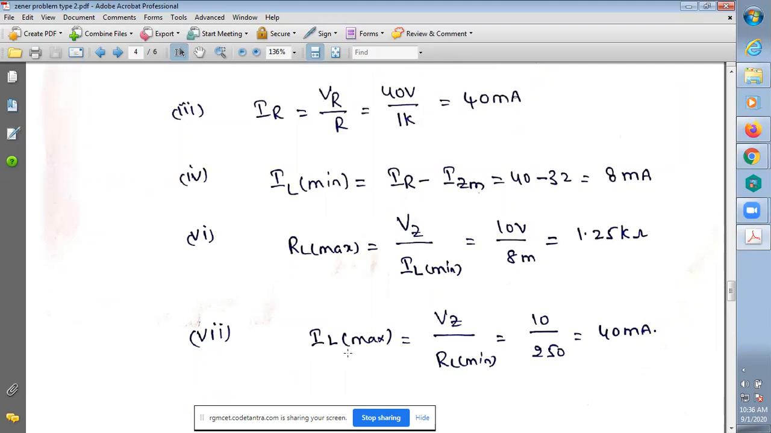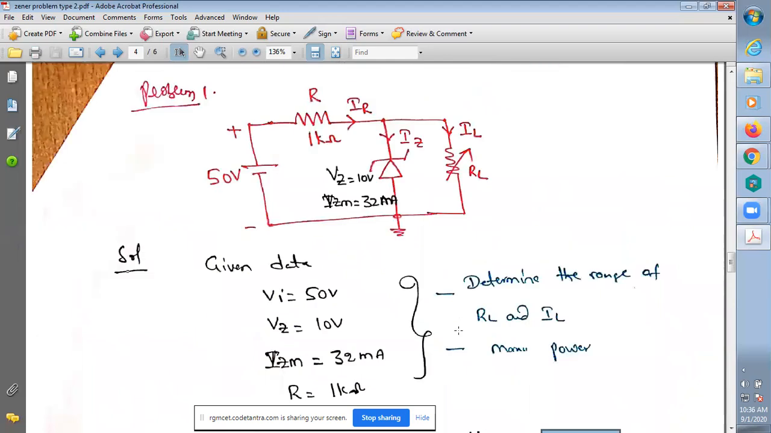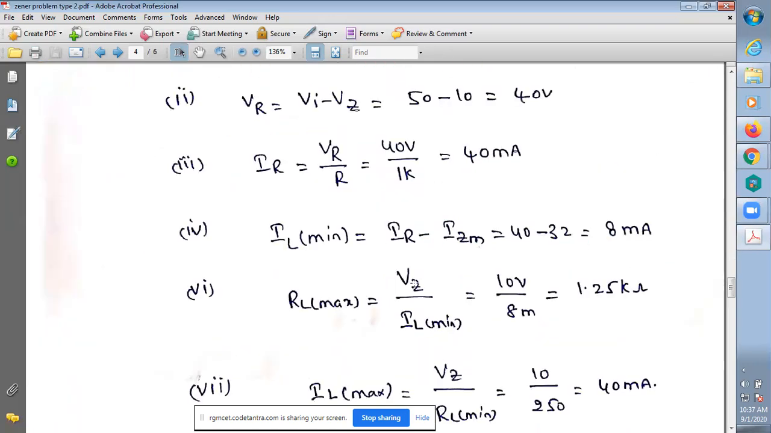Once you know the minimum current, we calculated the maximum resistance. Then maximum current is equal to output voltage Vz by RL minimum, that is 10 by 250, that is equal to 40 milliamperes. Like that, in competitive examinations, almost always there is a question from the Zener diode. Type 1 is simple problems, only fixed VI and fixed RL. Type 2 is somewhat different: one is variable. We have to find the minimum load resistance, maximum load resistance, and corresponding maximum current and minimum current. Now observe the graph.